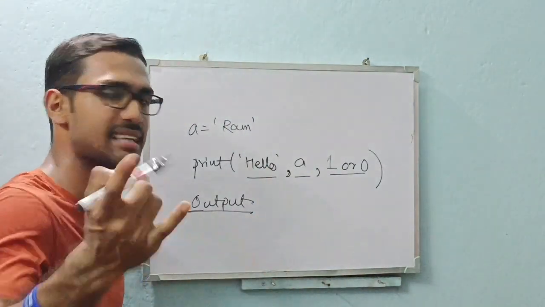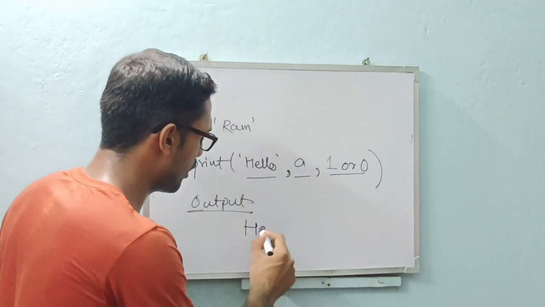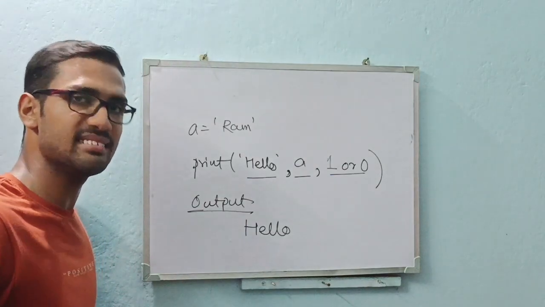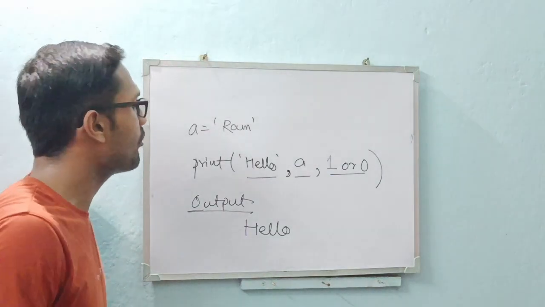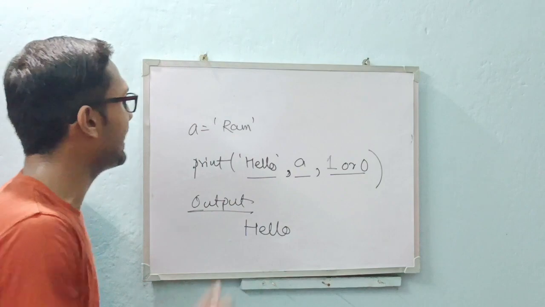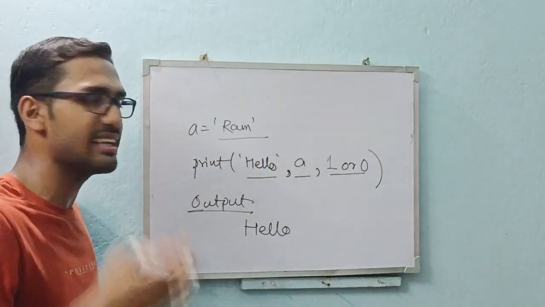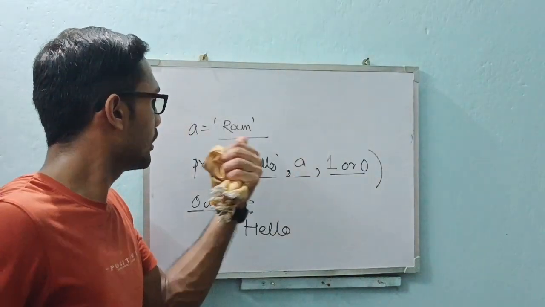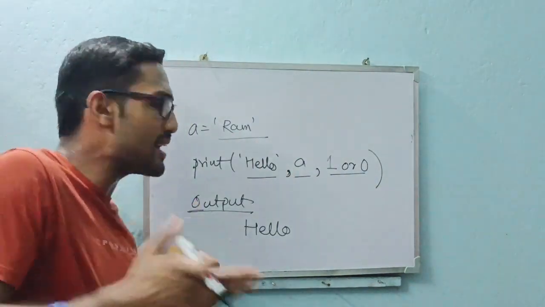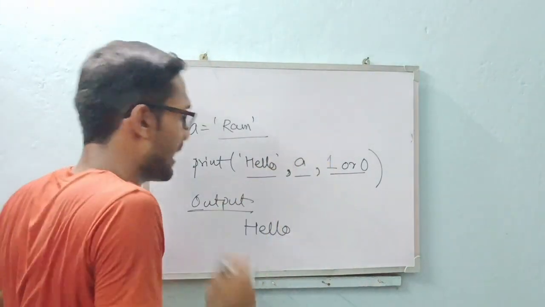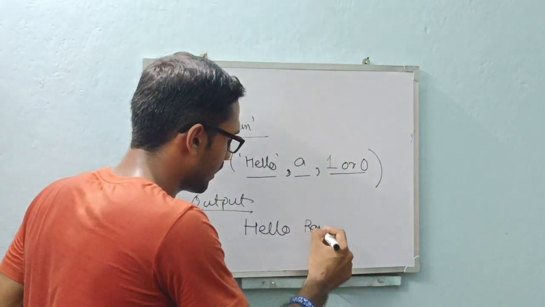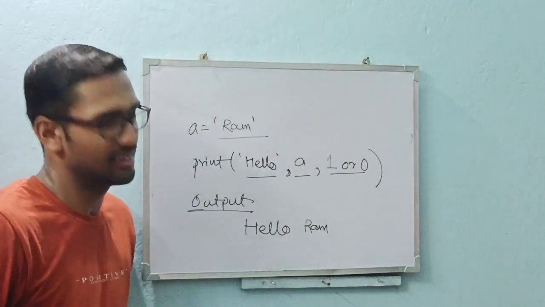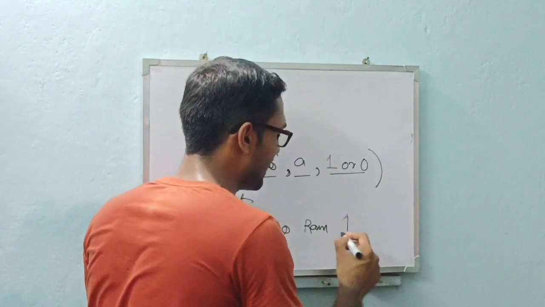So since this is a string, the same thing will get printed, hello. Okay, hello. Now what is a? Is a variable, so the value of a will get printed. What is there within a is RAM; a string is being assigned to a. Since, as I have told you, comma by default creates a space between hello and a. So hello, a space, RAM, again a space, 1 or 0. What will be the result? Obviously 1. Clear? Very good, fantastic guys.